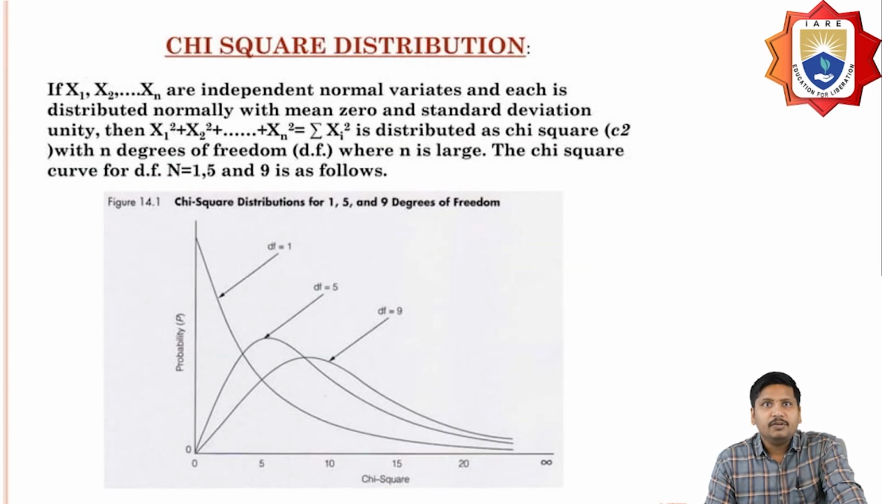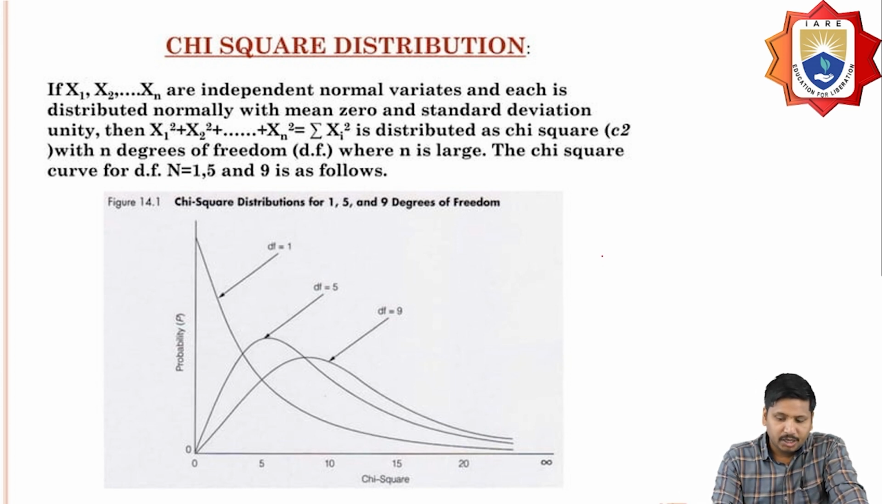Chi-square test. If x1, x2, and so on are independent normal variables, and each is distributed normally with mean 0 and standard deviation unity, then x1 squared plus x2 squared plus and so on up to xn squared is distributed as chi-square with n degrees of freedom, where n is large. The chi-square curves for definite values of n equal to 1 to 9 are as follows.